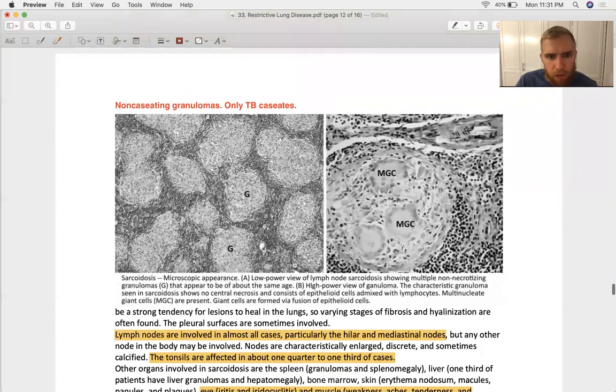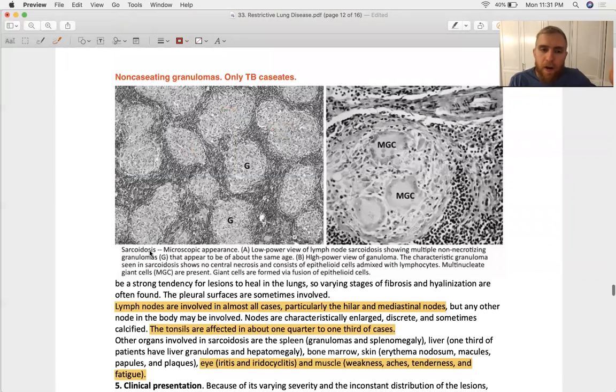So here's what it looks like. Notice that if this were TB, you would see caseating necrosis in the middle of almost every single one of these granulomas. Like right there in the core of it, you would not see very many nuclei whatsoever. But because the middles of these granulomas have cells in them, they're cellular, so you know it's a non-caseating granuloma. So then you see like 1, 2, 3, 4, 5, 6, 7, 8, 9, 10, 11 of them right there in one slide. And you say, man, what could cause so many granulomas in one place? And sarcoidosis ought to be very high up on your list.